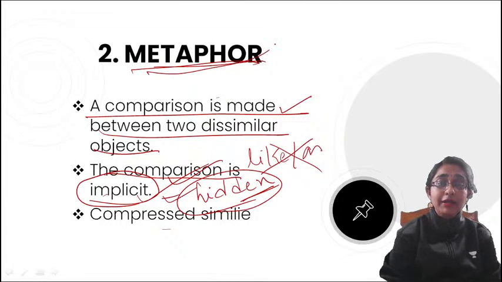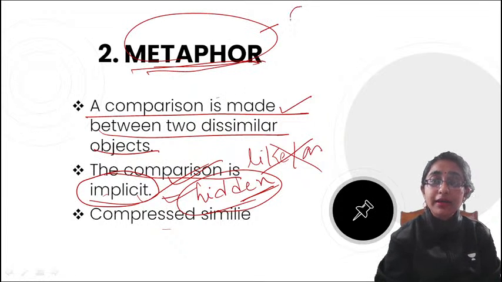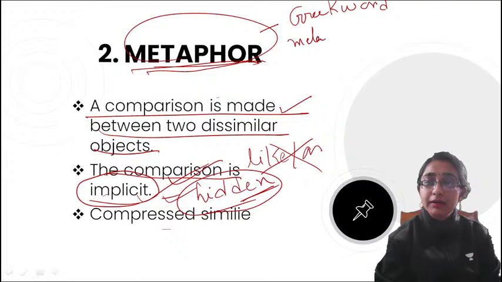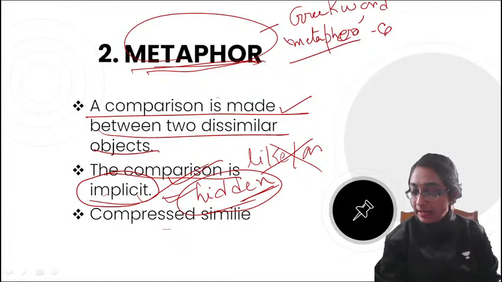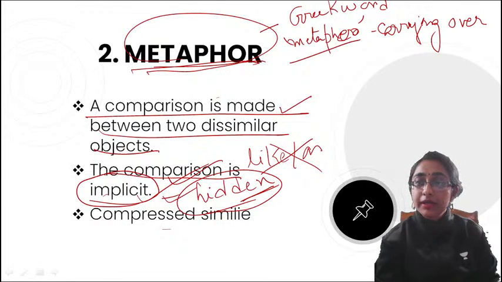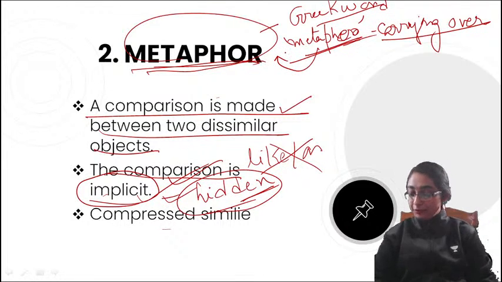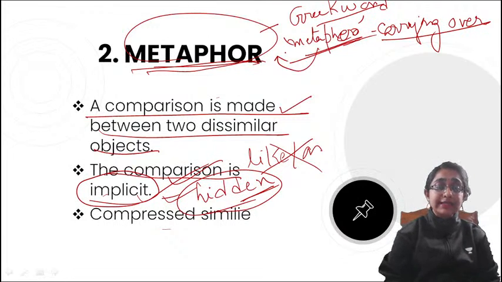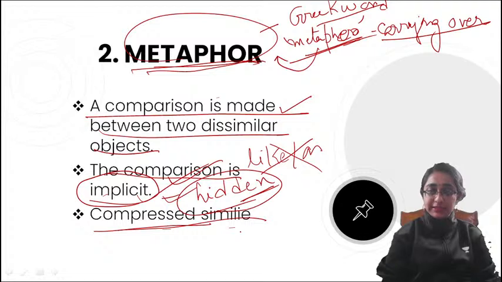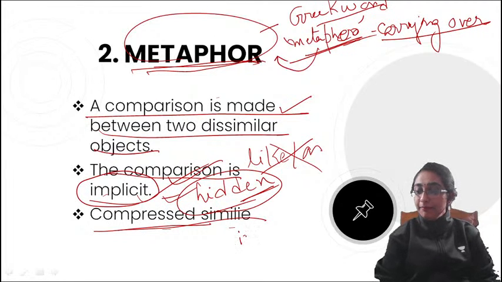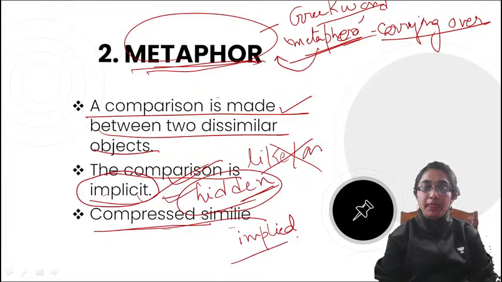Now, the word metaphor actually came from the Greek word metaphero. This is the Greek word metaphero, which means carrying over. So the Greek word metaphero means carrying over. So metaphor has come from metaphero. Okay. And metaphor is a kind of compressed simile, you may say. Compressed simile or implied simile.